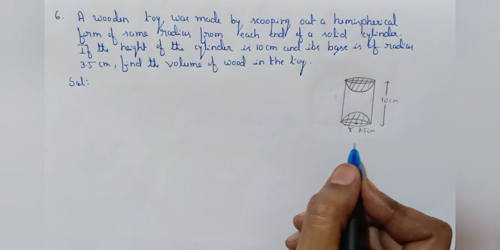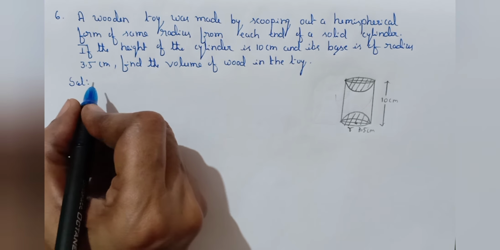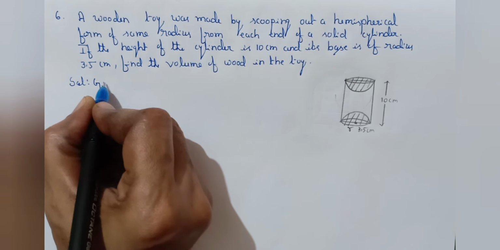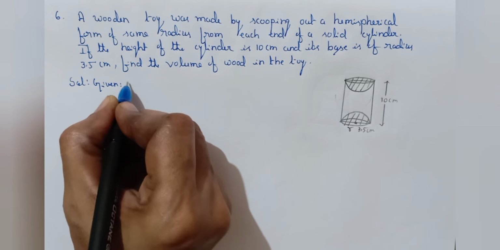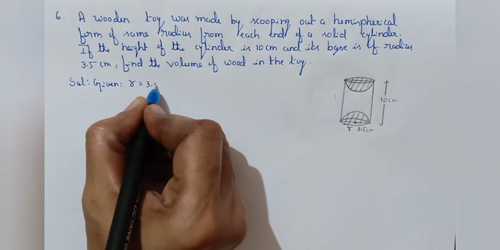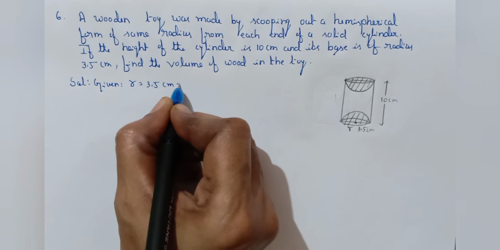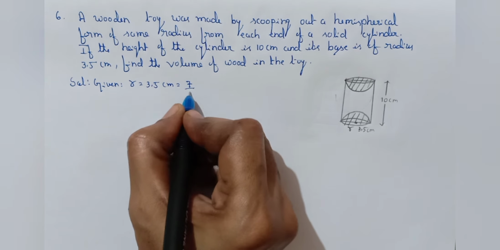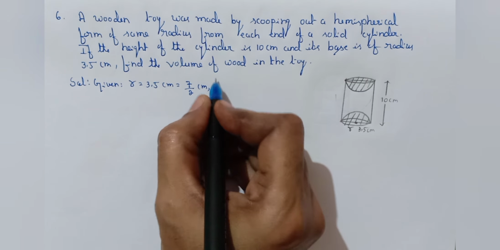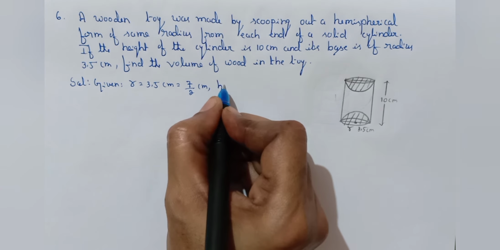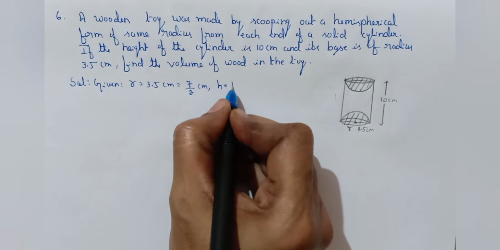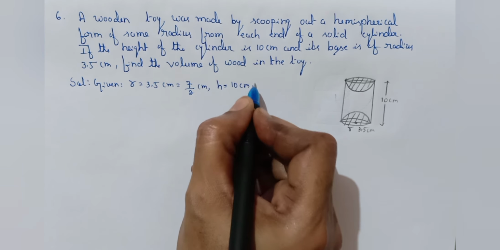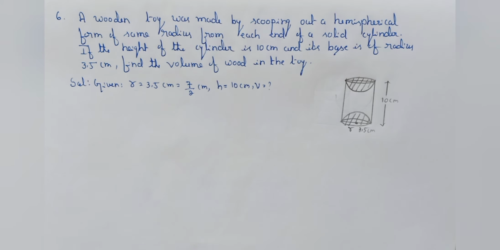Here, the radius of the hemisphere is 3.5 centimeter. R is equal to 3.5. We can write 3.5 as 7 by 2 centimeter, and the height of the toy is 10 centimeter. Find out the volume of the toy.